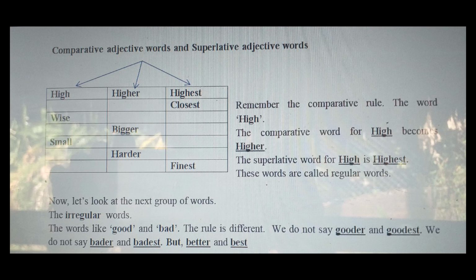Now let's look at the next group of words, the irregular words. Words like good and bad. The rule is different. We do not say gooder and goodest. We do not say badder and baddest, but better and best. Is that okay, class? Any question or any comments you would like to make before we go on to our activity?